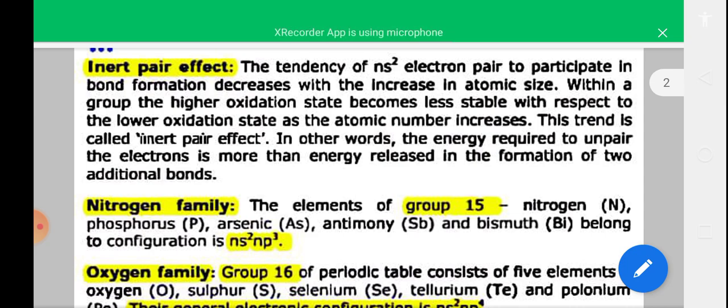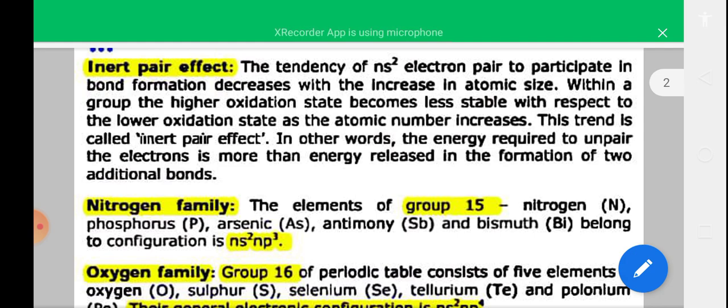The tendency of the ns2 electron pair to participate in bond formation decreases with increase in atomic size. In p block elements, the tendency of the outermost ns2 electron pair to participate in bond formation decreases with increase in atomic size. Within a group, the higher oxidation state becomes less stable with respect to the lower oxidation state as the atomic number increases.